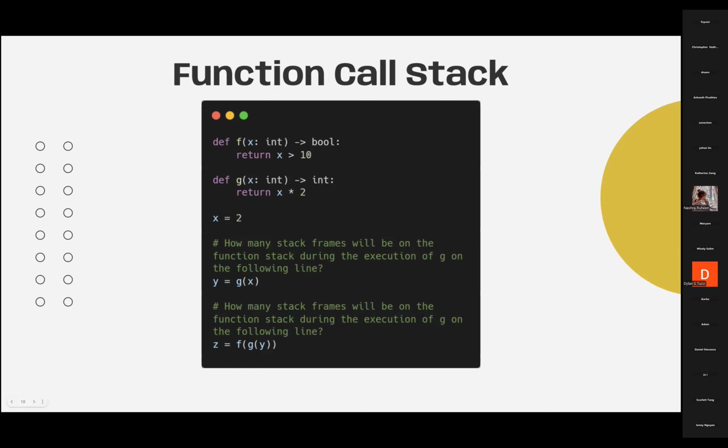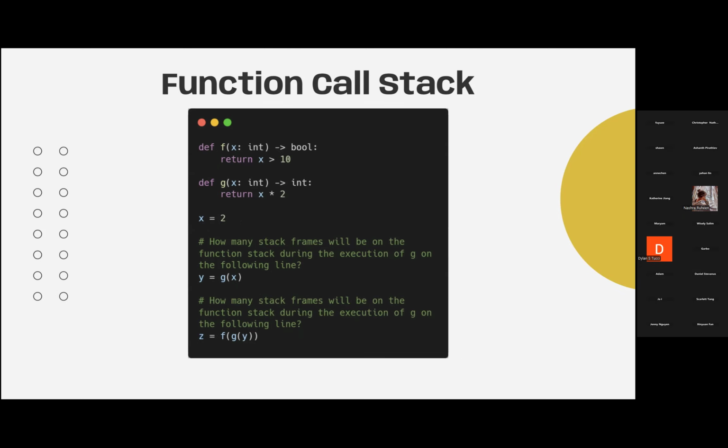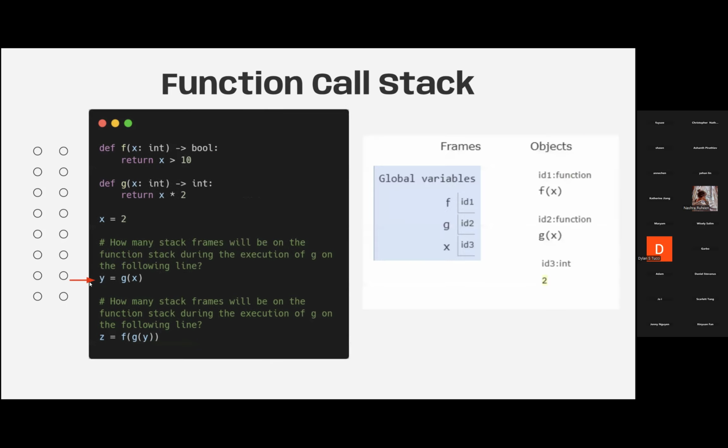So over here, we're given a function f and a function g. So f is a function which takes in an int and returns a Boolean value, right? And g takes in an int and returns an int. So you can see here, if x is greater than 10, then we're going to return true. If it's equal to or smaller than 10, well, then we'll return false. And then g just returns x times the value of 2. Okay. So let's go through this.